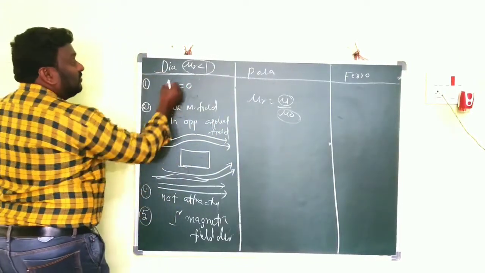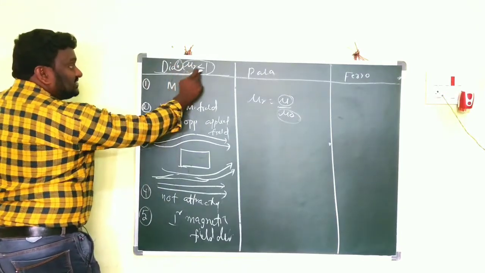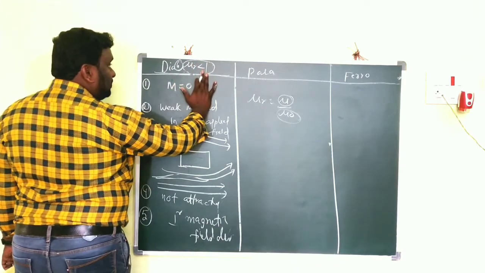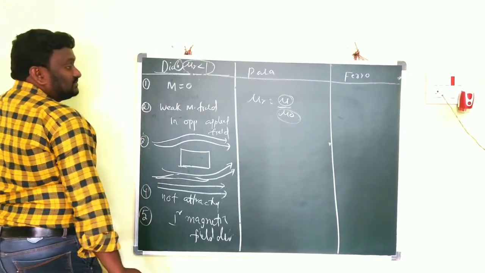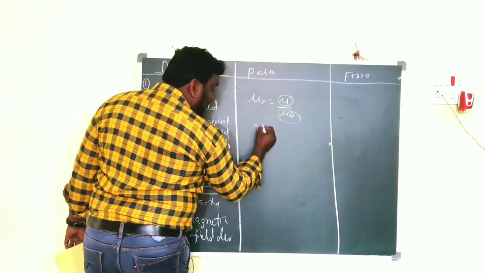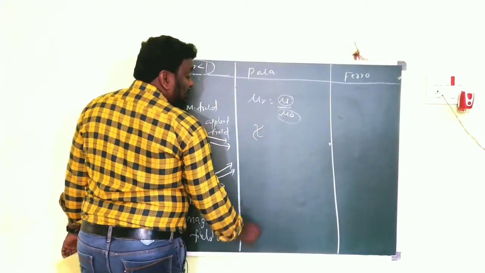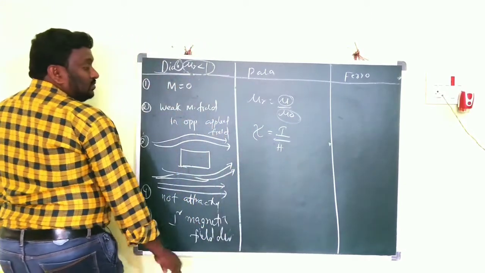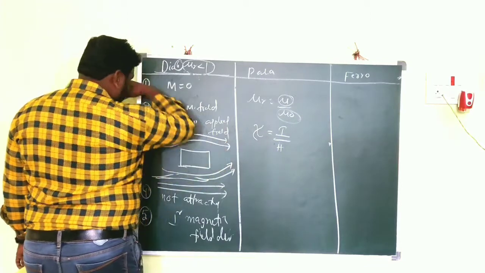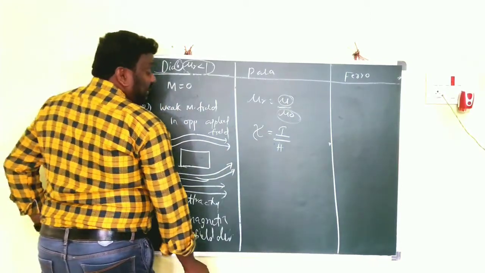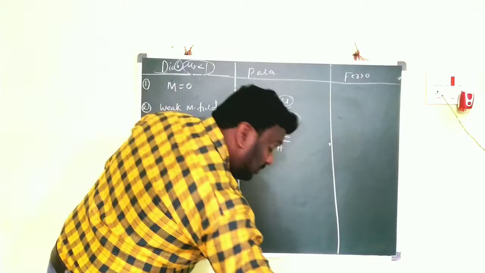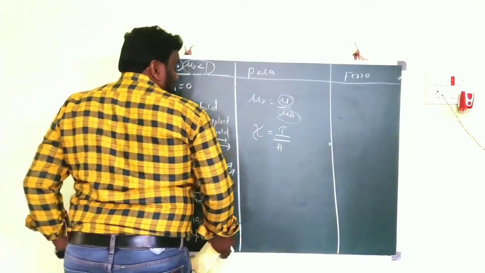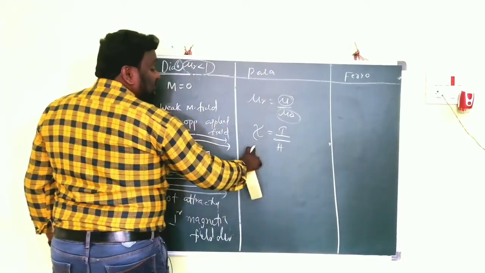This is another important one. Clear children? Mu r is less than 1. Relative permeability is less than 1 for diamagnetic substance. And children, we have another property, that is susceptibility. Susceptibility is, we will write like this, I by H. Here I means intensity of magnetization. What is I? Intensity of magnetization. And what is H? Intensity of magnetic field. Clear? Susceptibility is I by H.